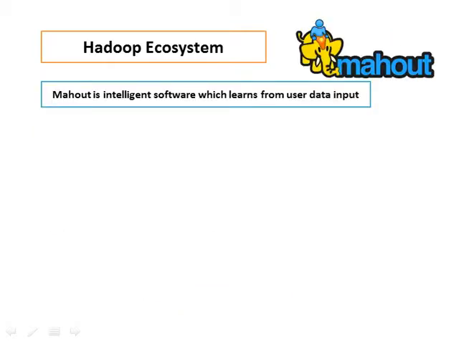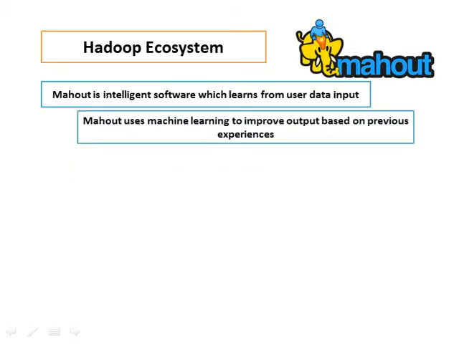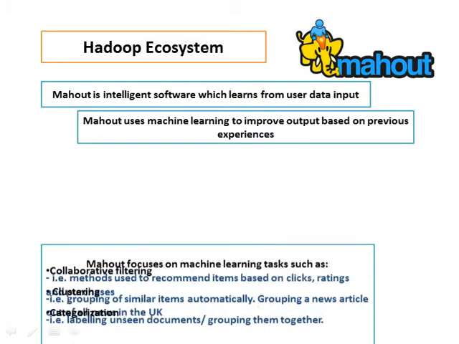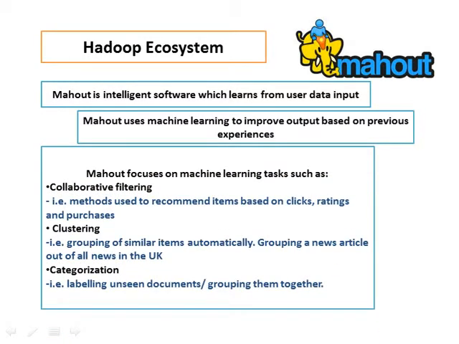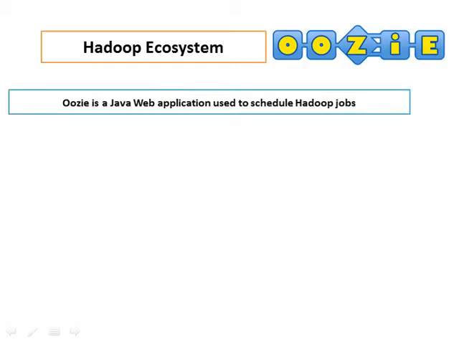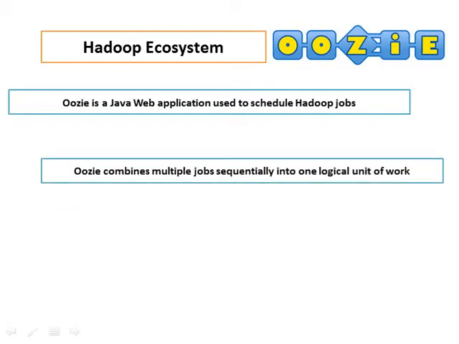Mahout is an intelligent software which learns from user data input. Mahout uses machine learning to improve output based on previous experiences. Mahout focuses on machine learning tasks such as collaborative filtering, clustering, and categorization. For more information on Mahout, visit mahout.apache.org.